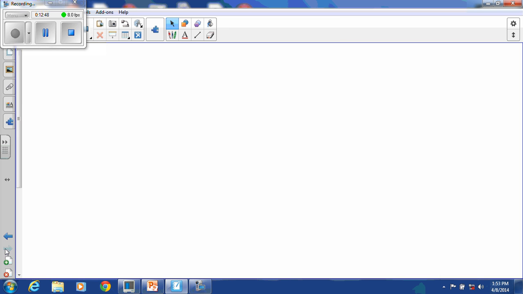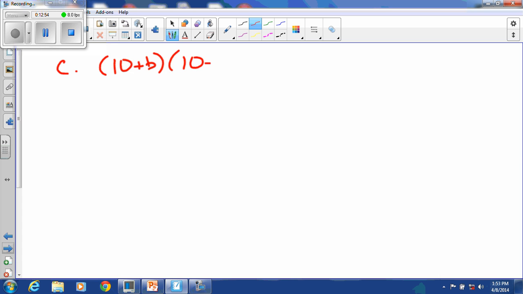One more example of this type. 10 plus b times 10 minus b. Looking at the pattern, I know I'm going to square the first term. This first term is 10. When you square 10, you get 100. I'm going to put a minus sign in the middle, and I'm going to square the last term. The last term is b. b times b is b squared, and I am done. Went very quickly because I used the pattern.